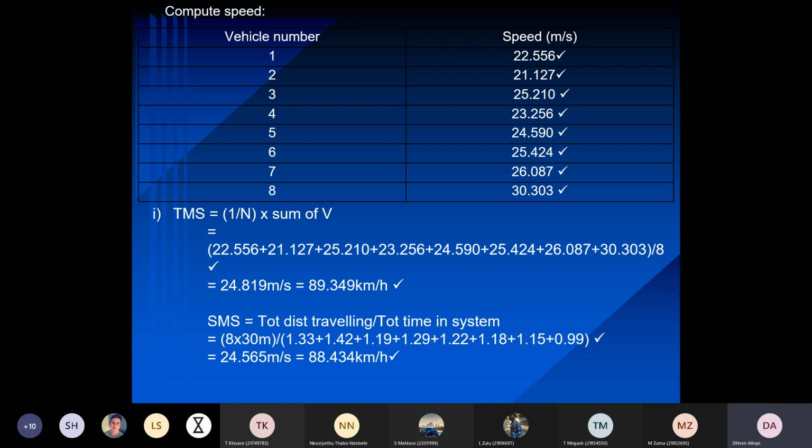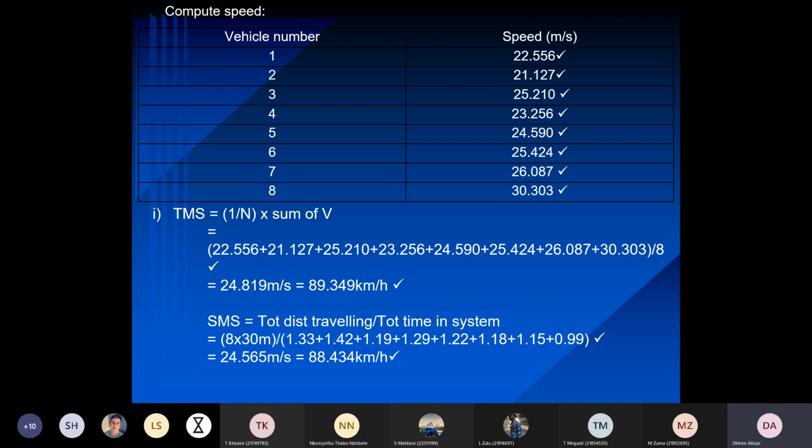And the total distance traveled: well, you had a 30 meter baseline, 8 vehicles over a 30 meter baseline. So it's 8 times 30. That will give you a total distance traveled, divided by the summation of the time of each vehicle. So summing that up, that's in meters, that's in seconds. So that would have given you an answer in meters per second, 24.565 meters per second, converted to kilometers per hour, 88.43. And again, you can see very close values for the time mean speed and space mean speed.